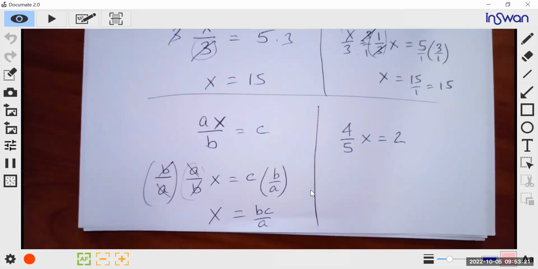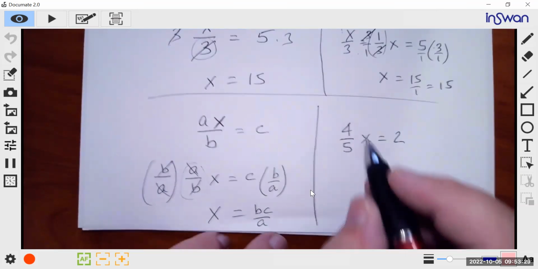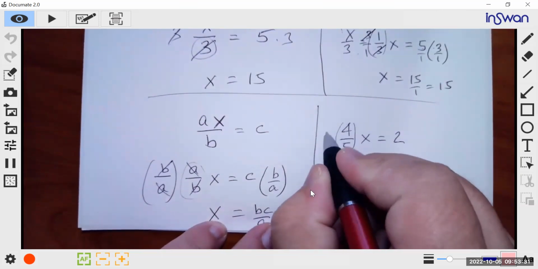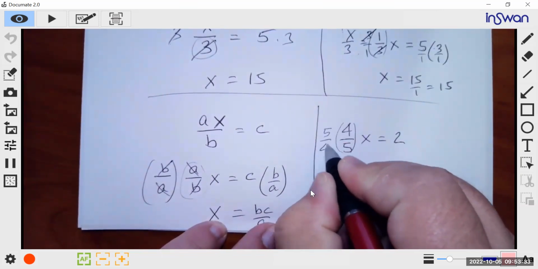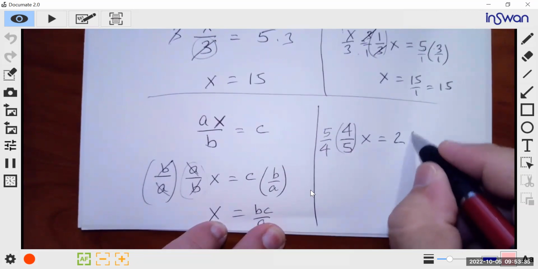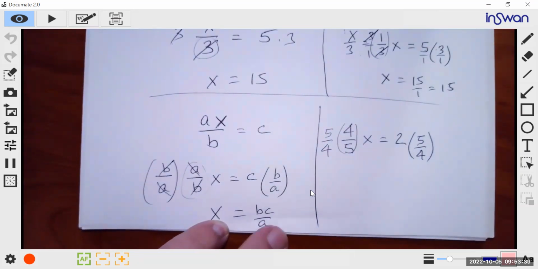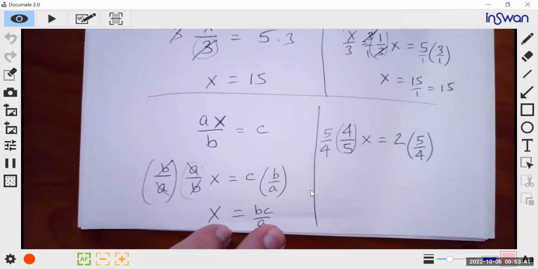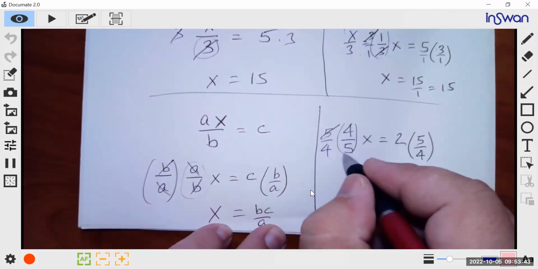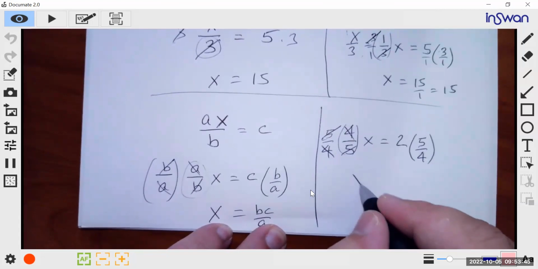What do you multiply both sides by in this equation? 4 over 5 x equals 2. Yeah, the reciprocal of 4 over 5 is 5 over 4. The 5's cancel, the 4's cancel, leaving us with x.